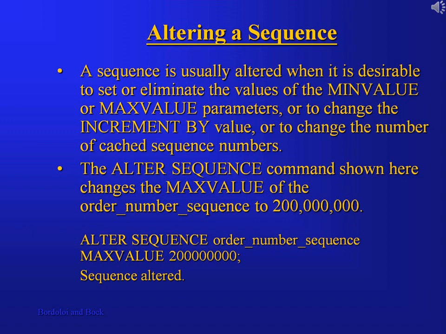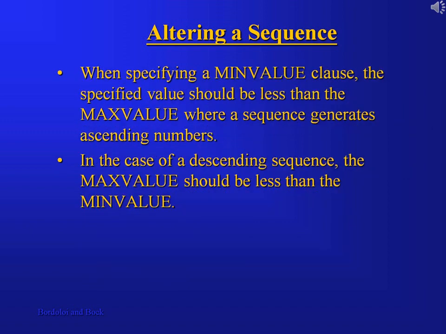A sequence is usually altered when it is desirable to set or eliminate the values of the min value or the max value parameter, or to change the increment by value, or to change the number of cached sequence numbers. When specifying a min value clause, the specified value should be less than the max value where a sequence generates ascending order. In the case of a descending sequence, the max value should be less than the min value.